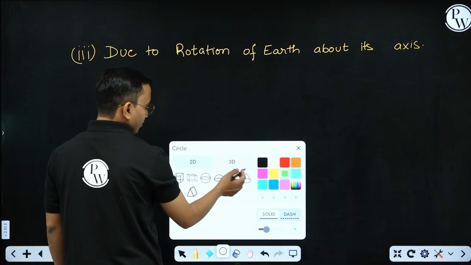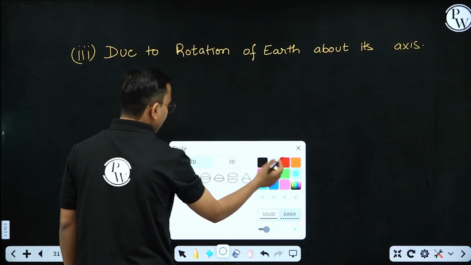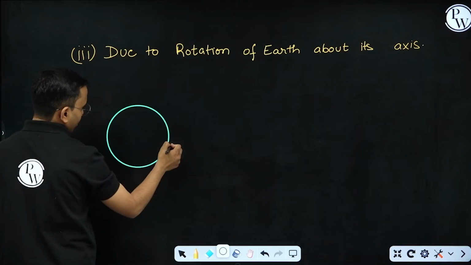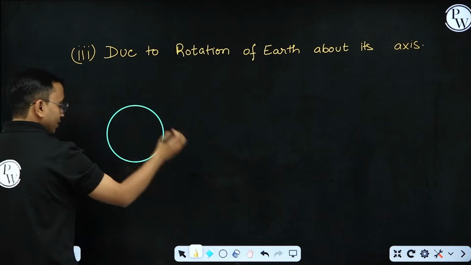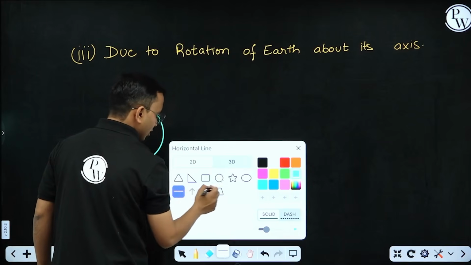So let us take this is our Earth, and let us draw the axis of the Earth as well.